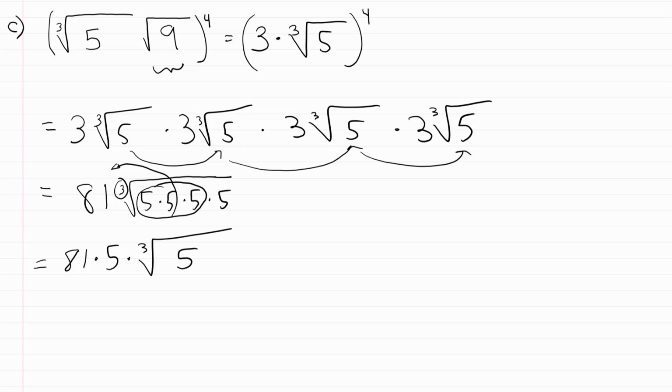Okay, and then lastly, we just have to do the arithmetic here. Well, 5 times 80 would be 400, and then we'll have an extra 5, so it's going to be 405 cube roots of 5. And that's our final answer.